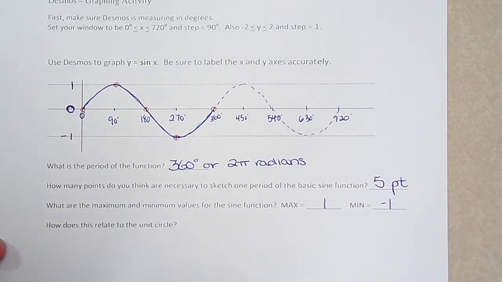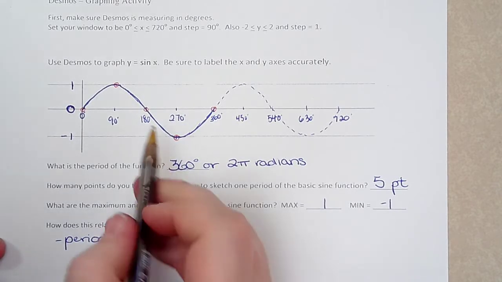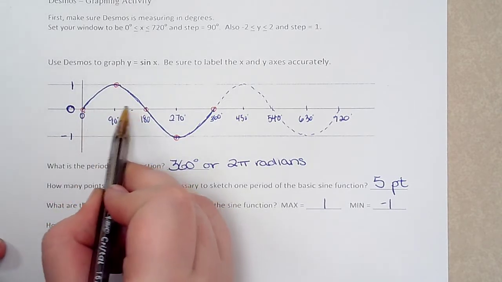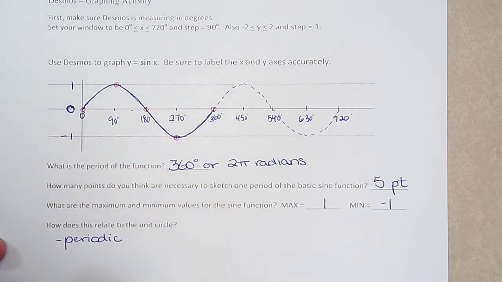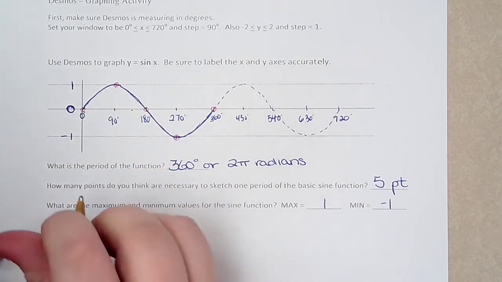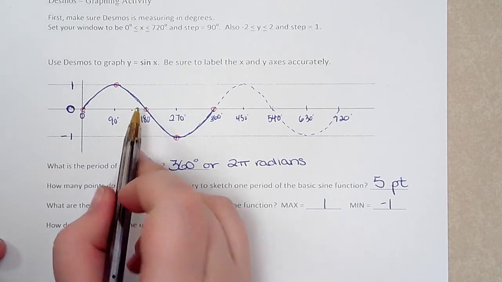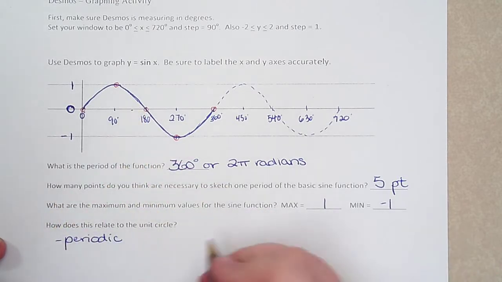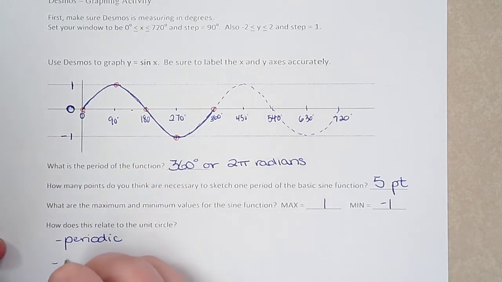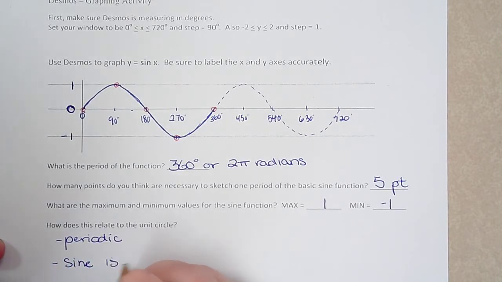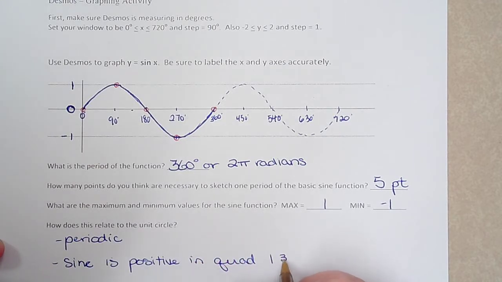How does this relate to the unit circle? Well, the unit circle is periodic. This means it repeats itself. And I also want you to look at the sine curve. When is this positive? When is it above the x-axis? Well, between 0 and 180, also known as in quadrant 1 and 2. So I'm going to put that. Sine is positive in quad 1 and 2.